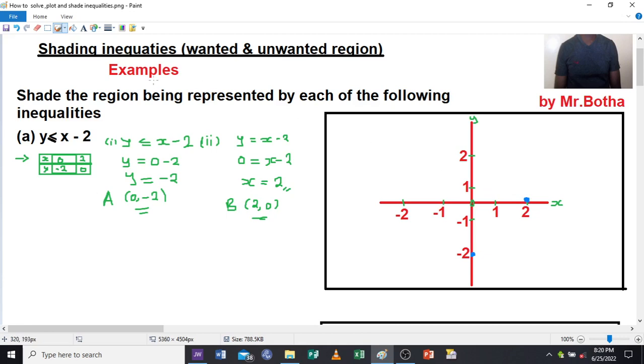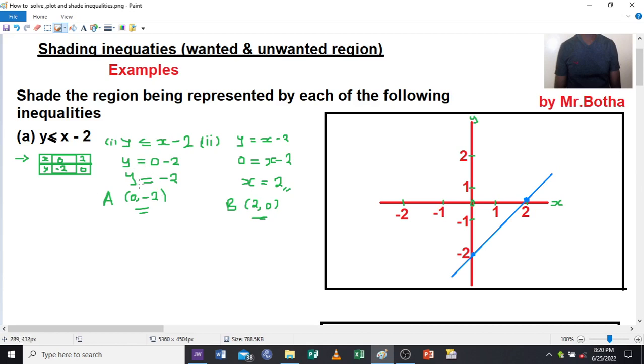Now the other thing you need to do is draw a straight line to join your two points. Now remember, it's not just a straight line that we want; we want the region being represented by this inequality we have been given. After you do this, remember we want the region.